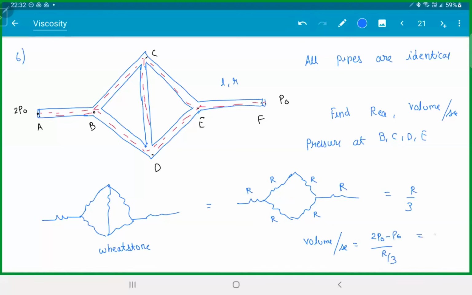That has also come. How do you find the pressures at B, C, D? Think, I'll give you a minute. So equivalent resistance is 3R now. 3R it will be. You're right.